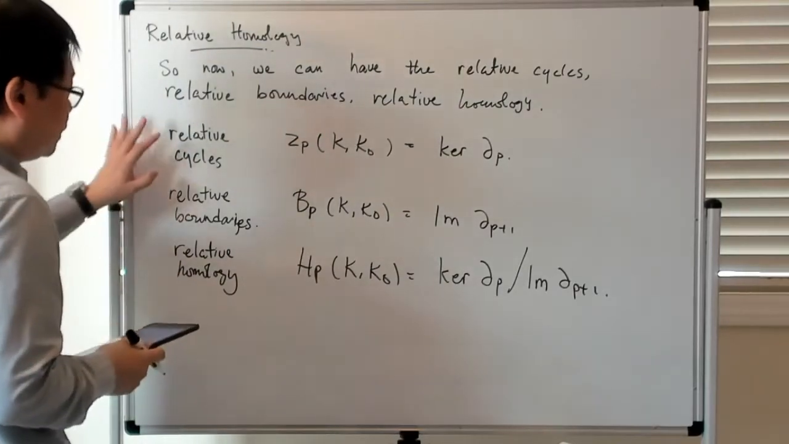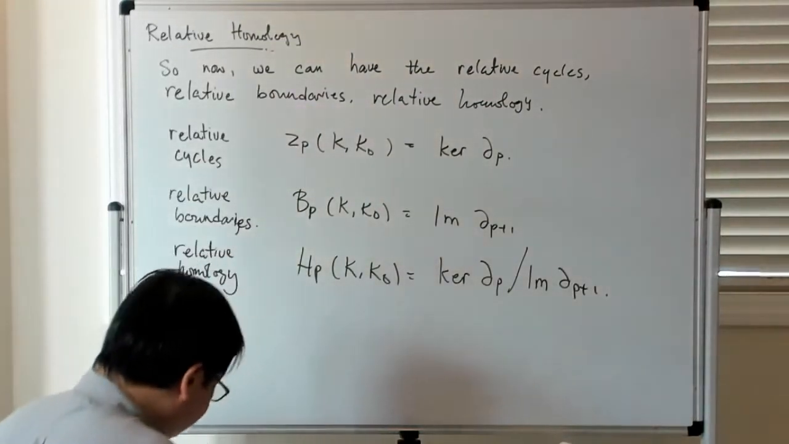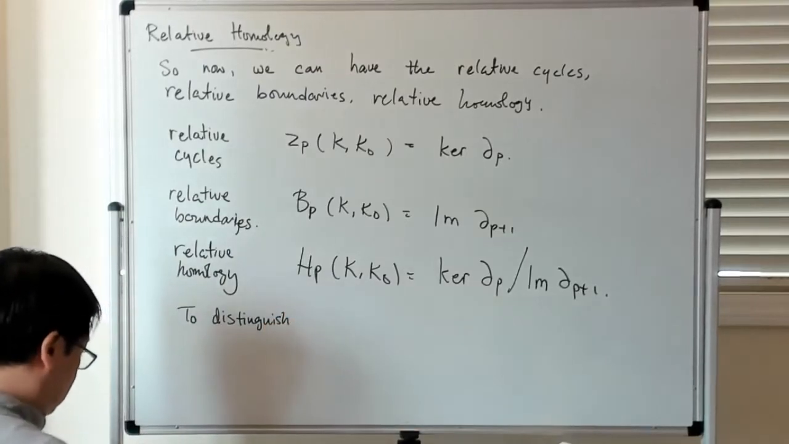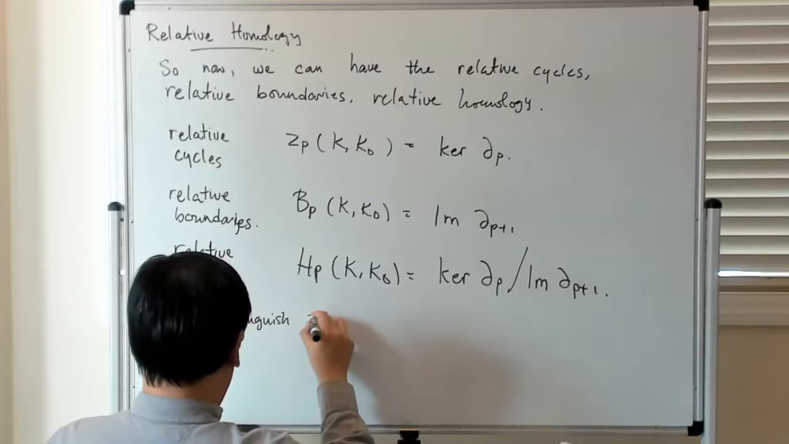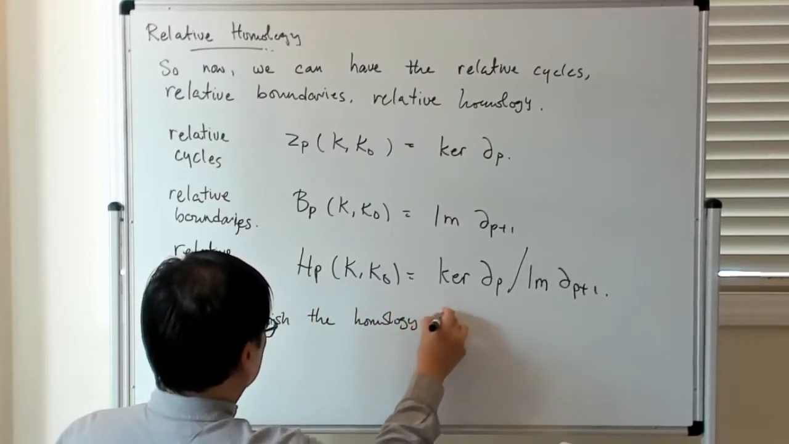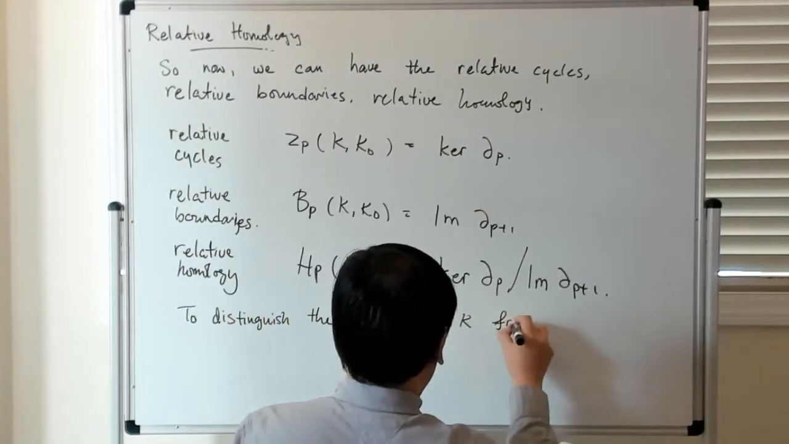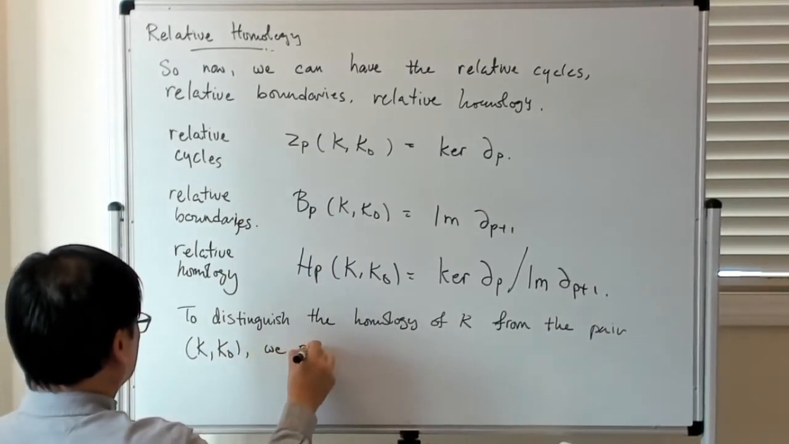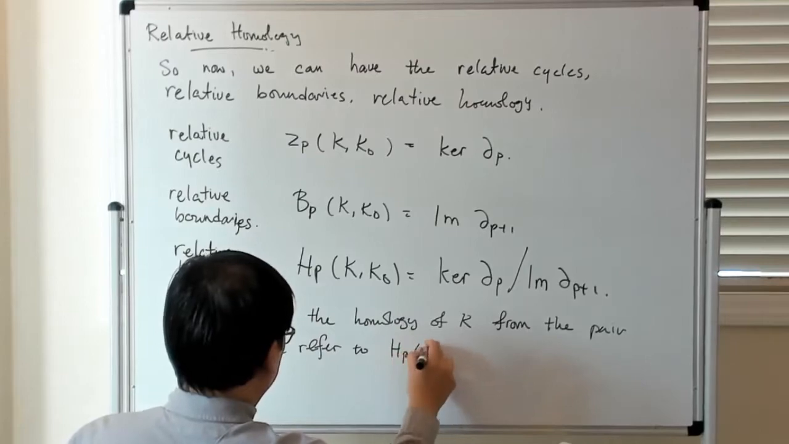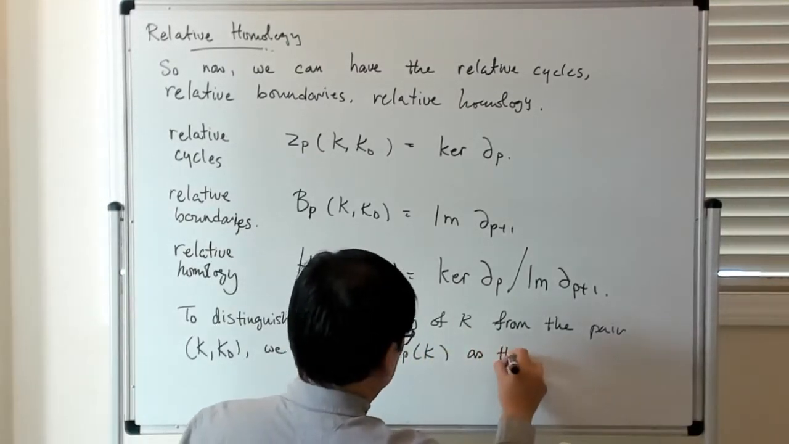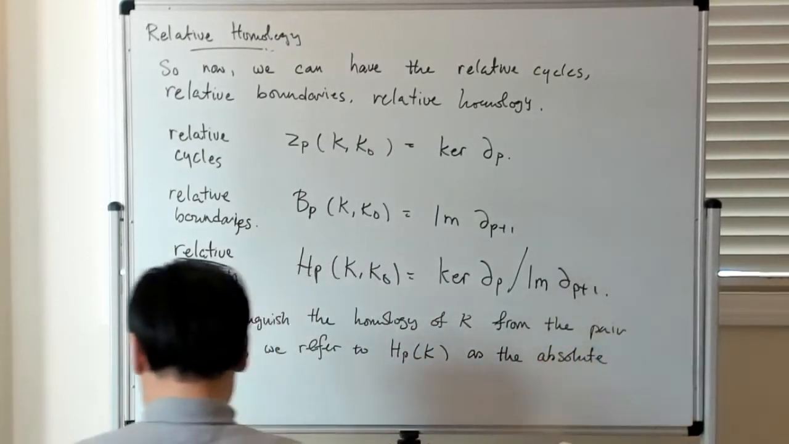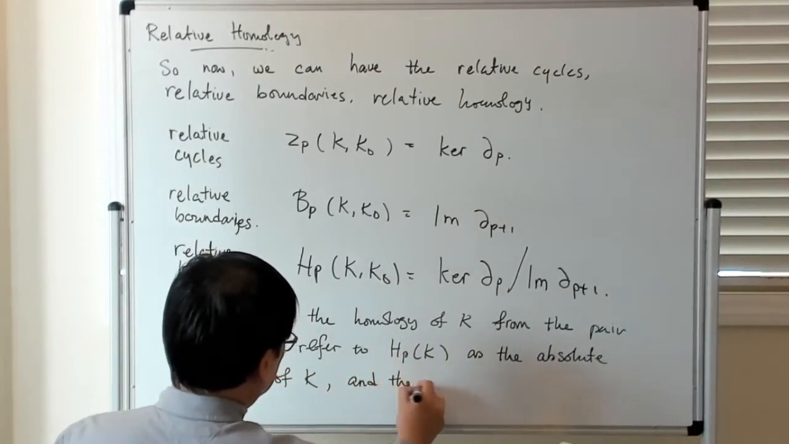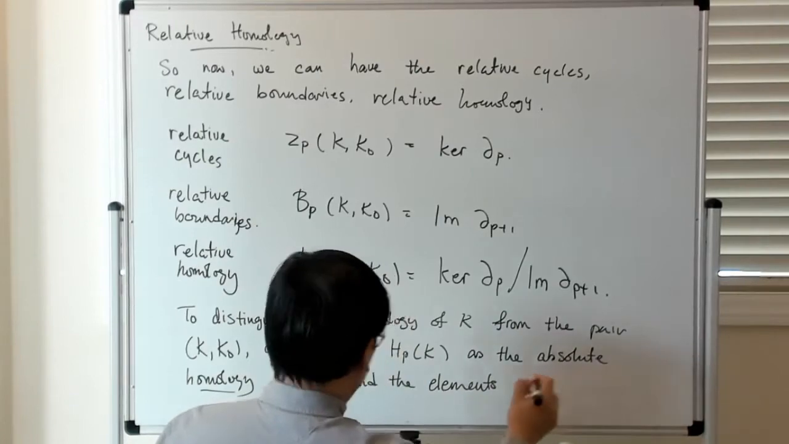So that's the obvious thing. And then to distinguish the homology of K from the pair K, K0, we refer to Hp(K) as the absolute homology of K, and the elements are the absolute classes.